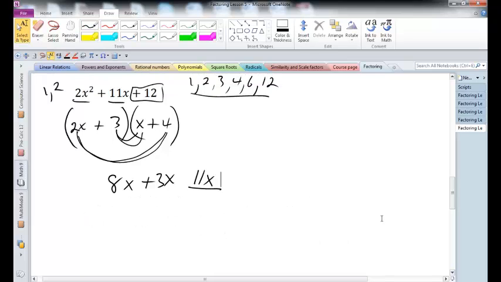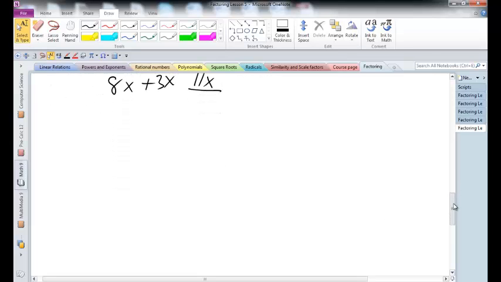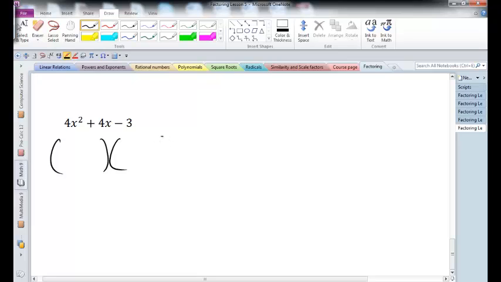Let's do another one together. This time, pause the video and see if you can do this one on your own, and then see what I do. I'm going to break it into two binomial factors. I'm going to factor that leading coefficient 1, 2, 4. I'm going to factor that constant 3 and 1, or negative 1, negative 3, and I somehow have to produce that 4.